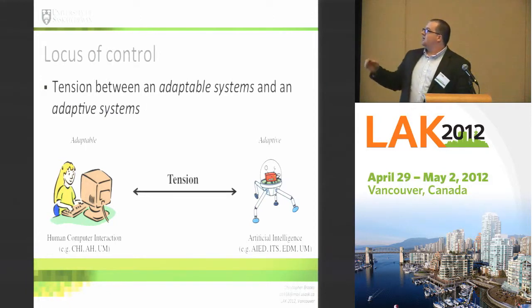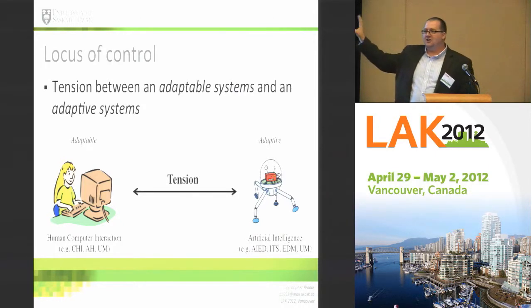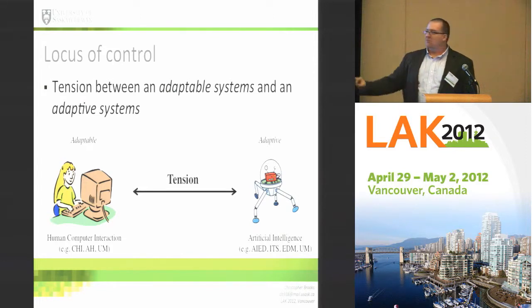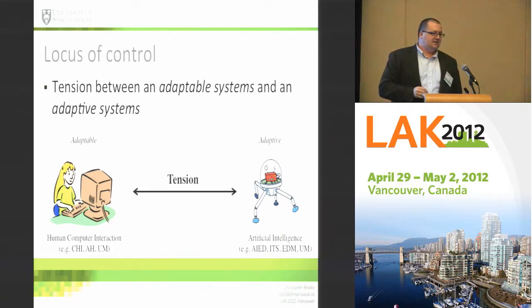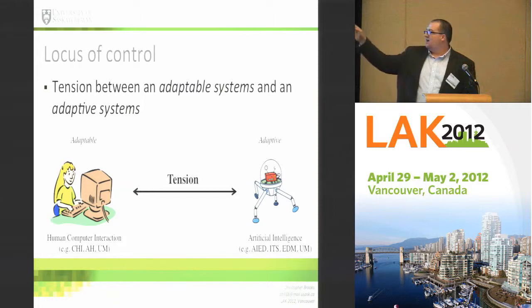There's been this historic tension between adaptable systems and adaptive systems, and I'm sorry if this is rehashing old tensions for people, but adaptable systems are systems where the user says, yes, I want it to do that now, yes, I want it to do that now, and it's a very HCI, human-computer interaction thing. So the conferences that you might read about this at are CHI, adaptive hypermedia, user modeling, etc.